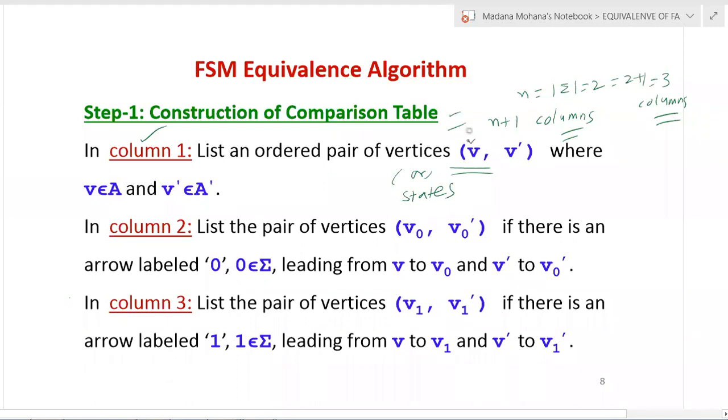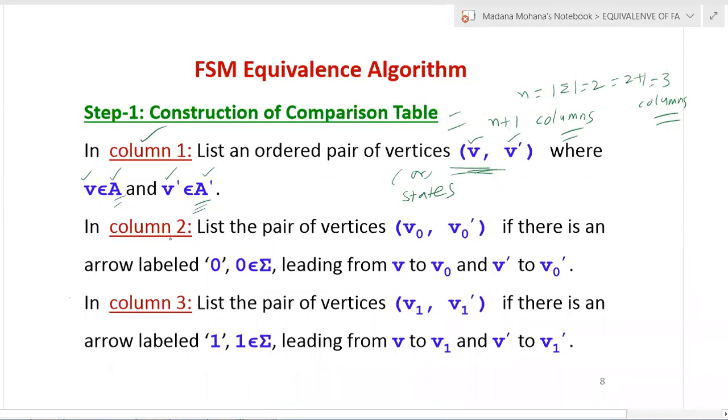Name it as V, then V dash, where V belongs to the first machine A and V dash belongs to the second machine A dash. From the first machine take one vertex, then from the second machine take one vertex. The combination of these two vertices is called a pair V comma V dash. This can be listed in column 1 of the comparison table.